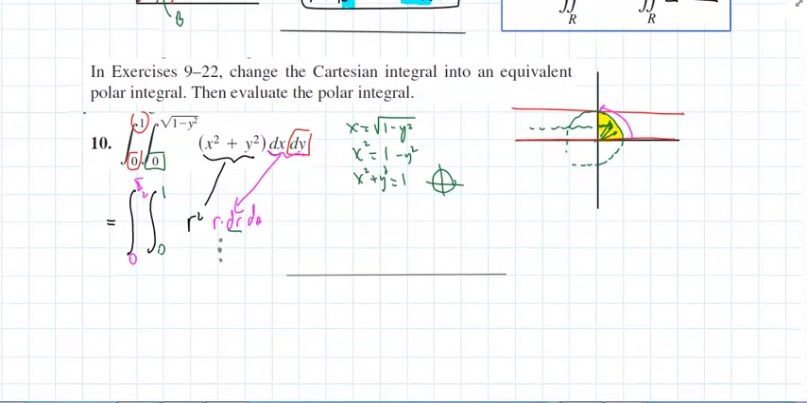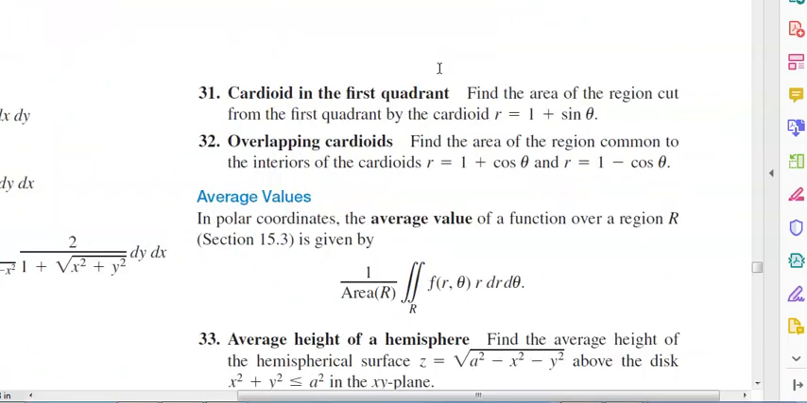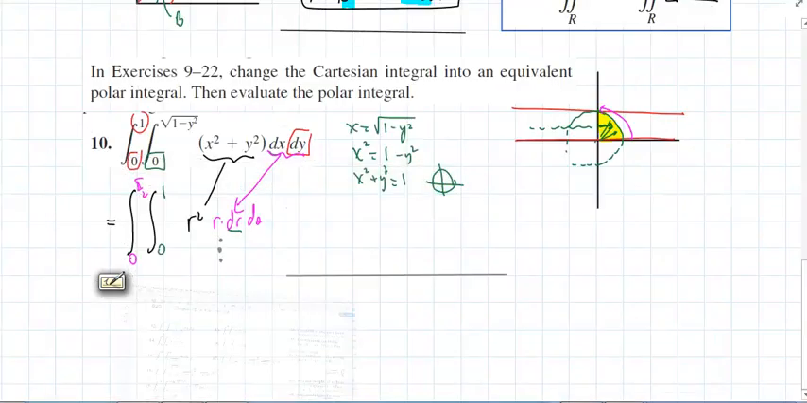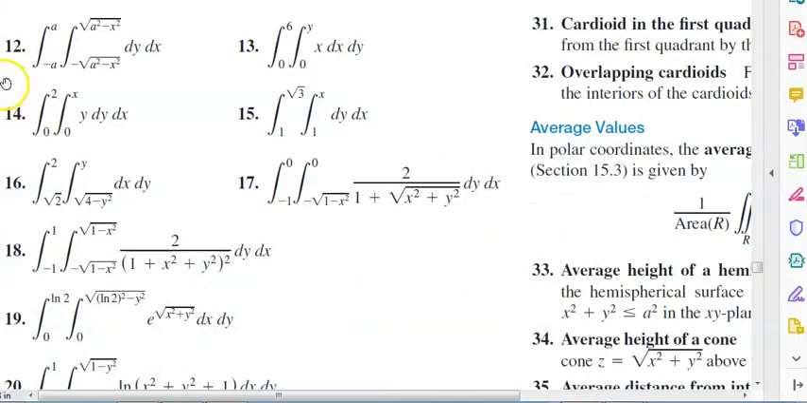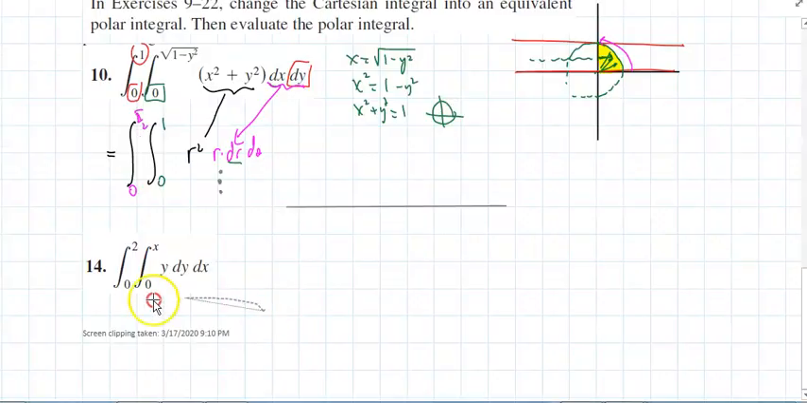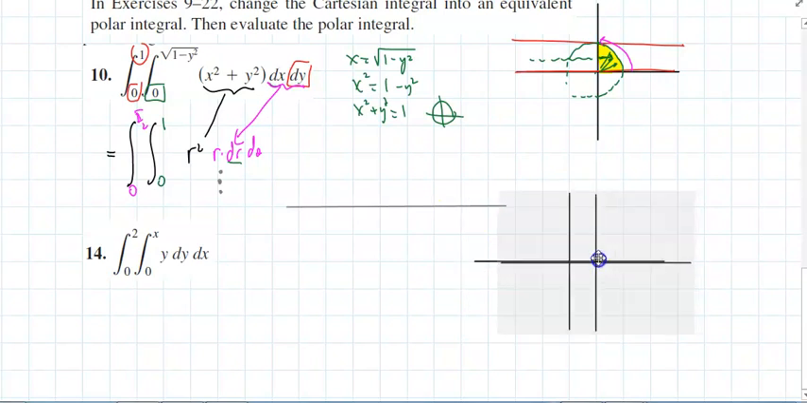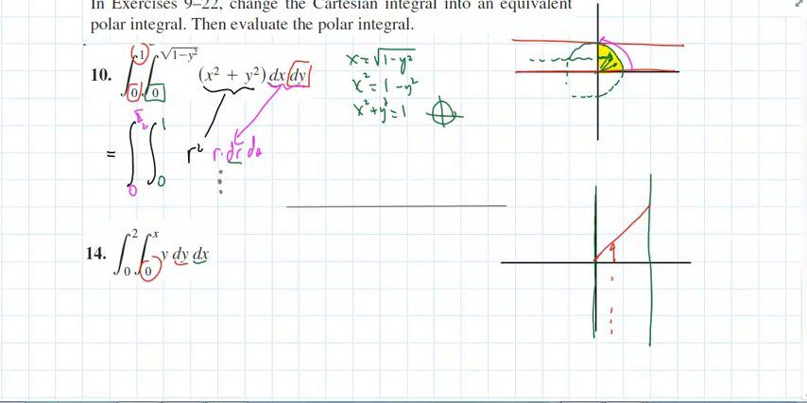Next problem on the list, I'd like to look at problem number 14. Let me see where that is. Here it is. And if I look at problem number 14, again, I want to convert from x and y to r and theta, and let's see how this works. So I need to kind of visualize this region to figure out what they're talking about. And if I look at this, this says x runs from x equals 0, this is x equals 0, to x equal 2, this is x equal 2. And y runs from y equals 0, so y equals 0 is this, to y equal x. So they're talking about this region.